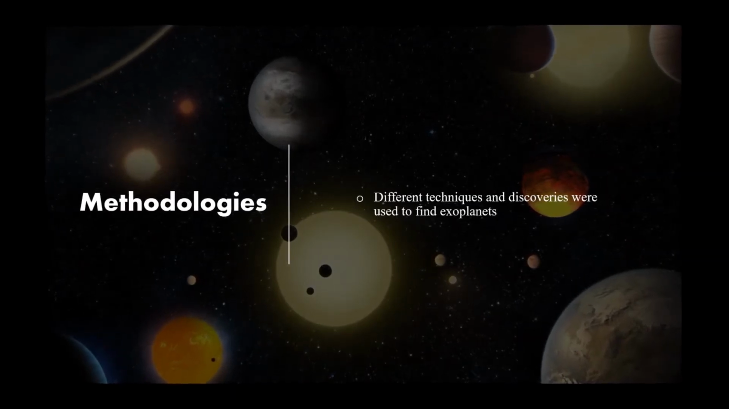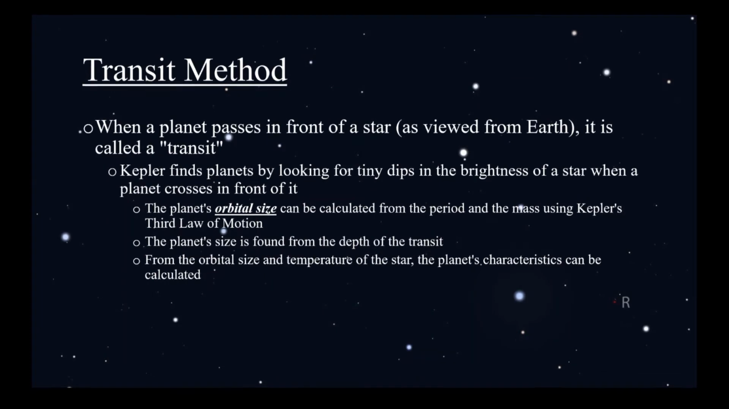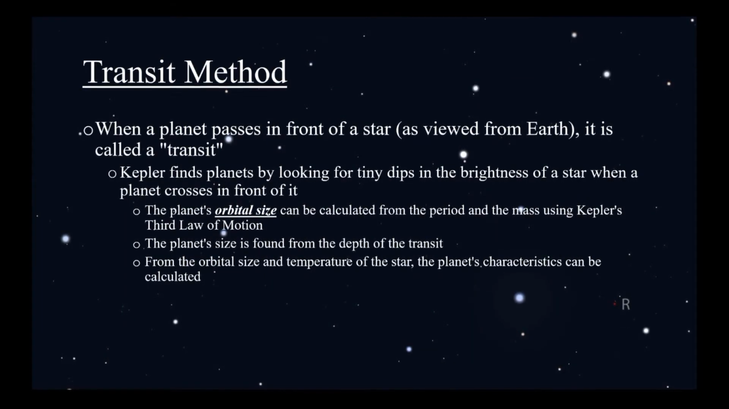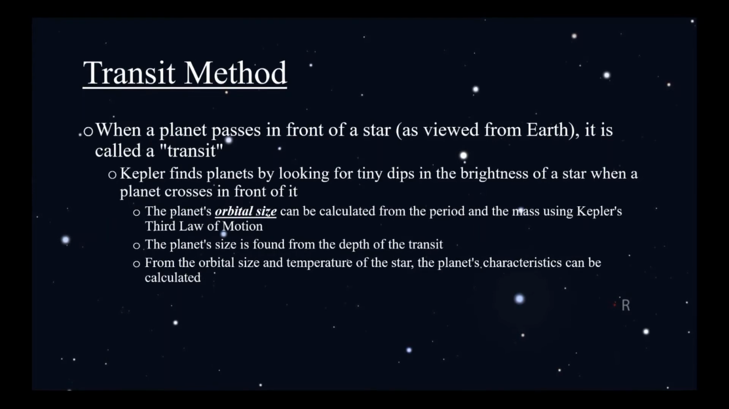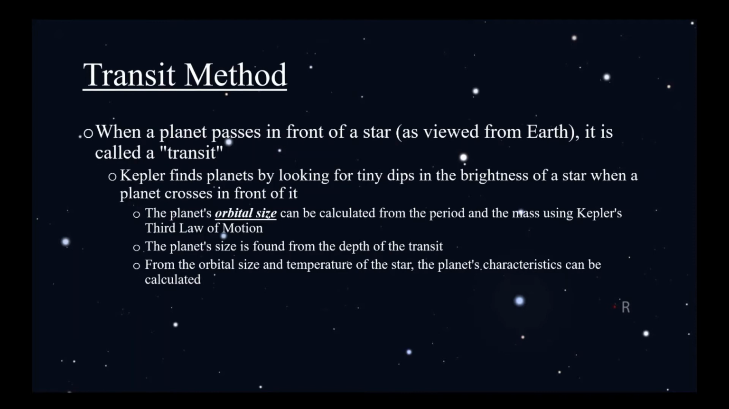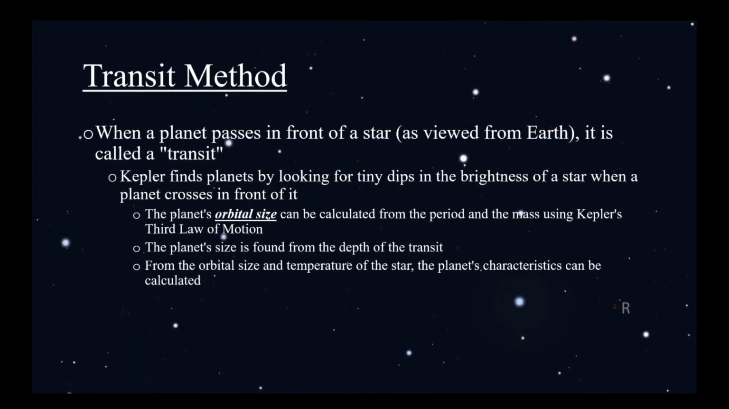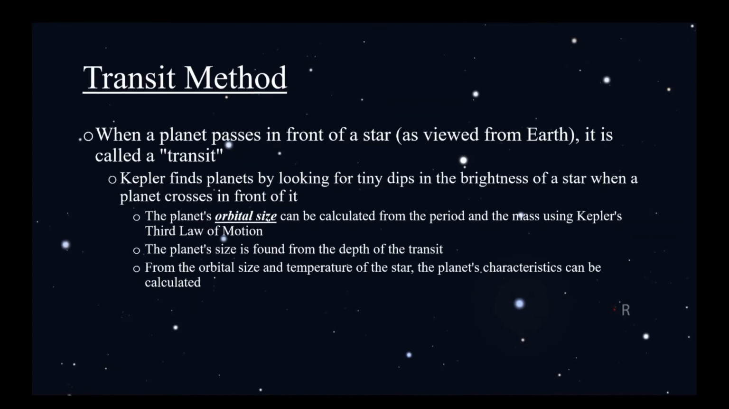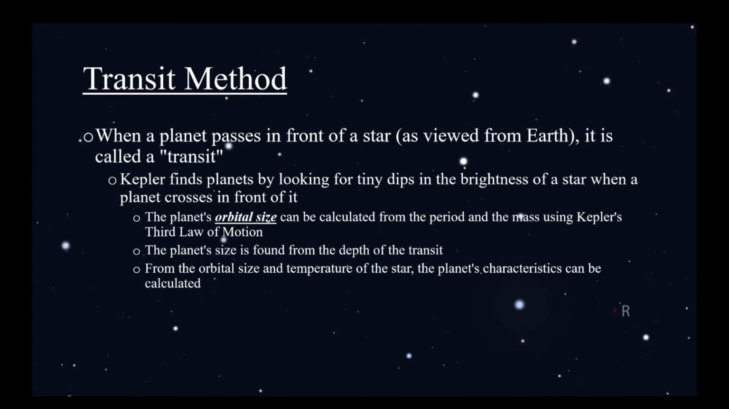The main method is the transit method. It is when a planet passes in front of a star as viewed from Earth. It is called a transit. Kepler finds planets by looking for tiny dips in the brightness of the star when the planet crosses in front of it. The planet's orbital size can be calculated from the period, which is how long it takes for a planet to orbit once around a star, and the mass can be found by using Kepler's third law of motion.